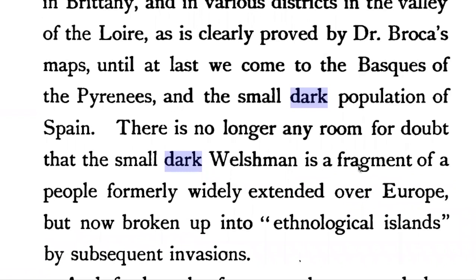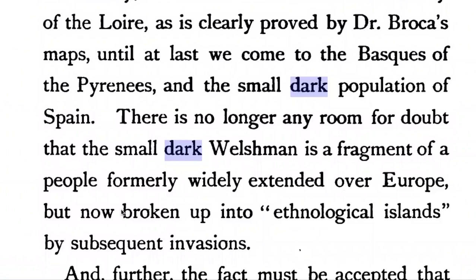There is no longer any room for doubt that the small dark Welshman is a fragment of a people formerly widely extended over Europe, but now broken up into ethnological islands by subsequent invasions, all right? What was it like formerly, as he's letting you know again? These dark Welshmen were all over Europe, this dark population, and then they got put into small areas because of invasions.